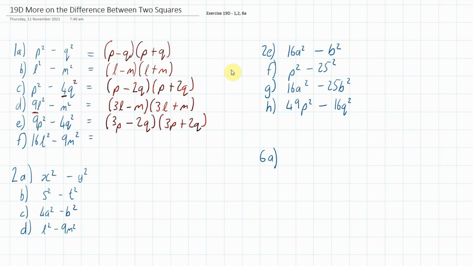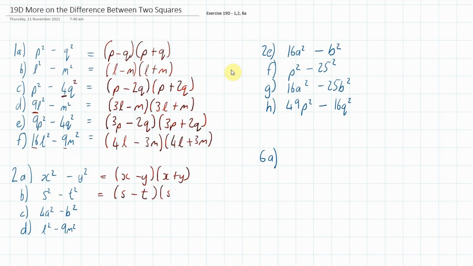Now the next one also has square coefficients, 16 and 9, so we can see it's the difference between two squares again. So it's going to be simply (4l subtract 3m)(4l plus 3m). Moving on to question 2a, this is x squared minus y squared. This is nice and simple. We're just going (x minus y) and then (x plus y) in brackets. The next one, s squared minus t squared, same again, nice and easy. (s minus t)(s plus t).